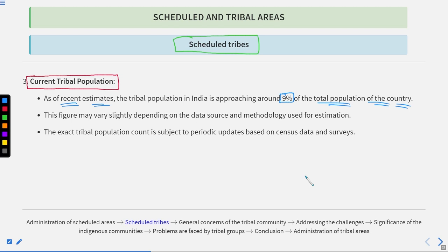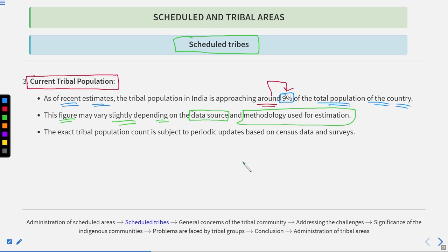Okay, the time's up. The tribal population is 104 million. 104 million people are tribals, and that data touches nearly 8.06% to 9%. Here you can see the word around, which also signifies approx. So the approximate population is 9% or 8.06%. This figure may vary slightly depending on the data source and the methodology used for the estimation.